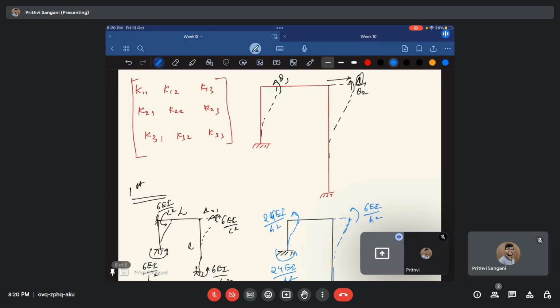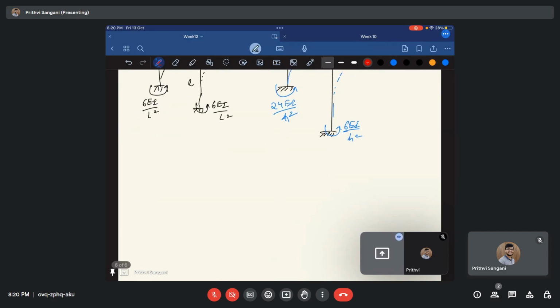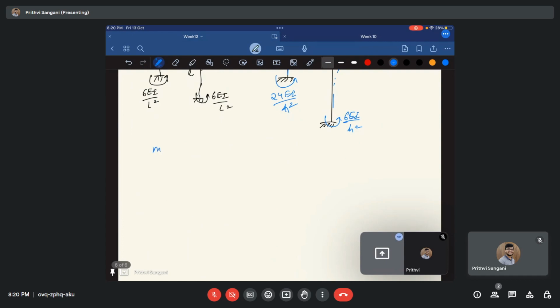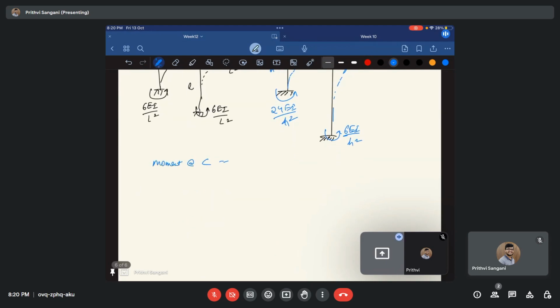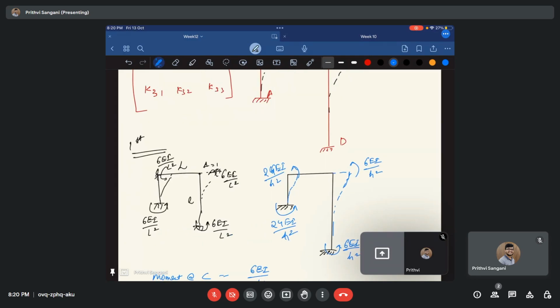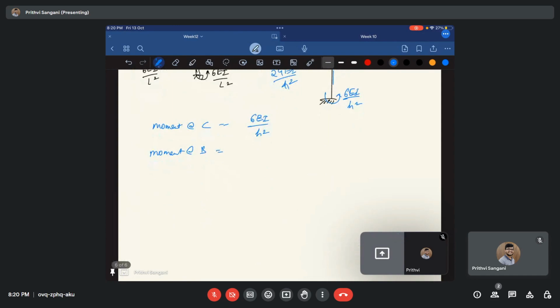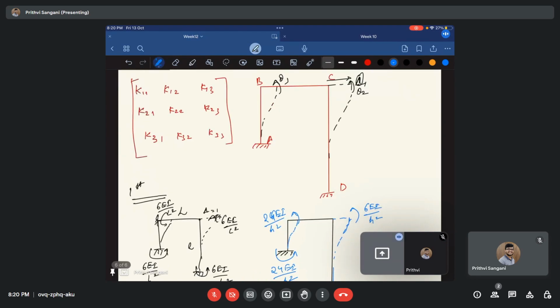Let me label it as A, B, C, D. So moment at C, how much is that? That is 6 EI by H square. Fine. So moment at B is 24 EI by H square. Fine. Now what is K11?